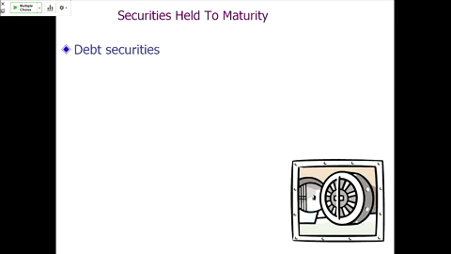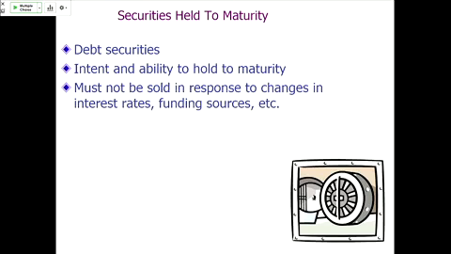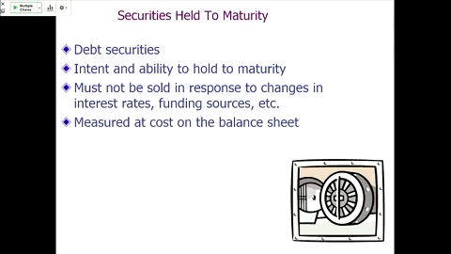I already went through most of these, but held to maturity: debt, intent and ability to hold it till maturity. So you're not selling it in response to market changes. Again, that's why I say let's talk about debt security in terms of governments or states, because you just buy the bond, they pay you interest, and then you get your money back at the end plus the interest. It's how do you measure it?